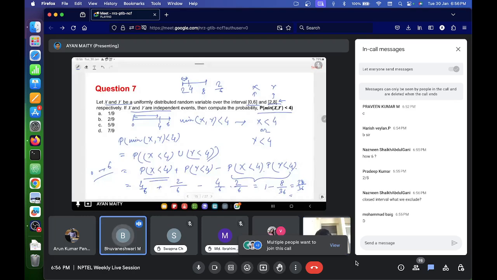I forgot to write that here, but it should have been written that these two are uniformly distributed continuous random variables. So the term continuous is missing here. It should have been written here. So it should be 7 by 9.